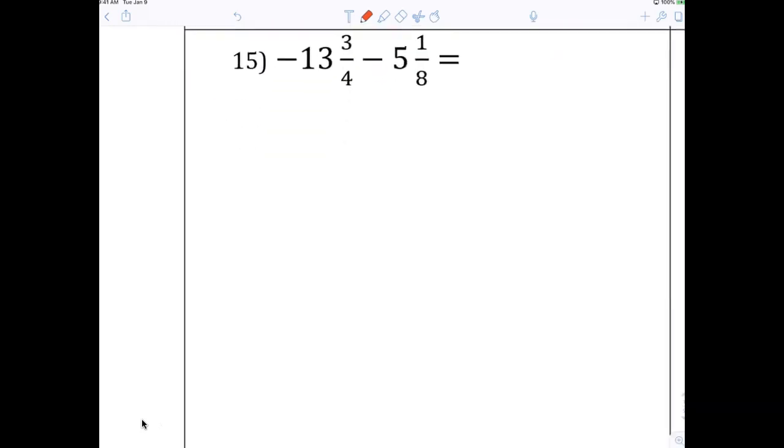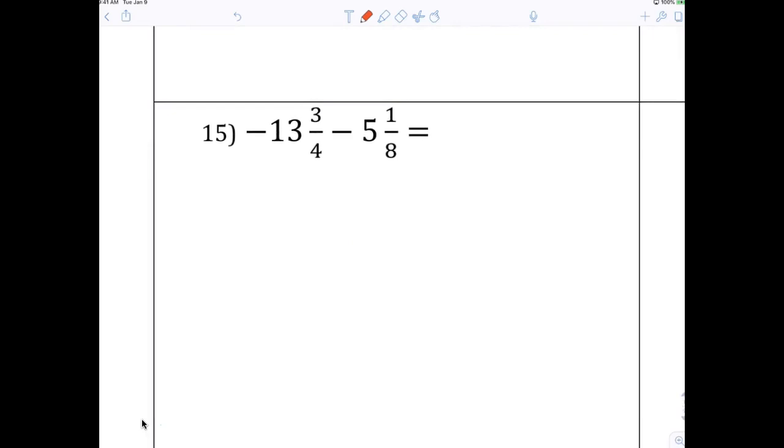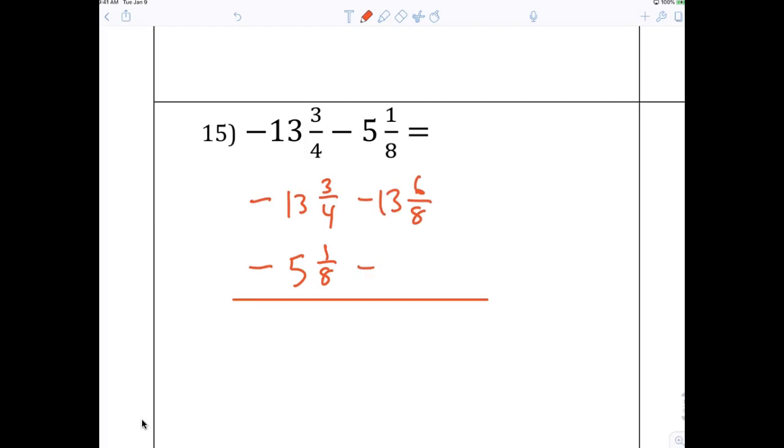All right, here we go, guys. Let's check out 15. Am I adding or subtracting? Subtraction. Wait, no, adding. Just because it says minus, you've got to be careful. So now negative 13 and 3/4 minus 5 and 1/8. Common denominator makes it negative 13 and 6/8 minus 5 and 1/8. Now because they're both negative, I'm adding. So the answer is negative 18 and 7/8. Good job.